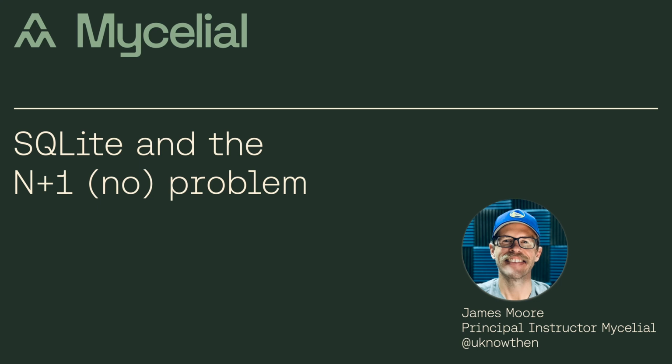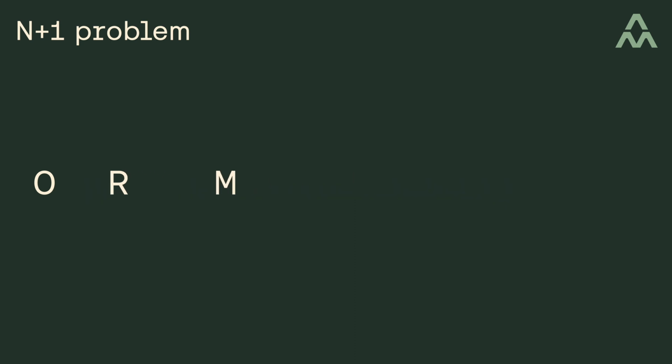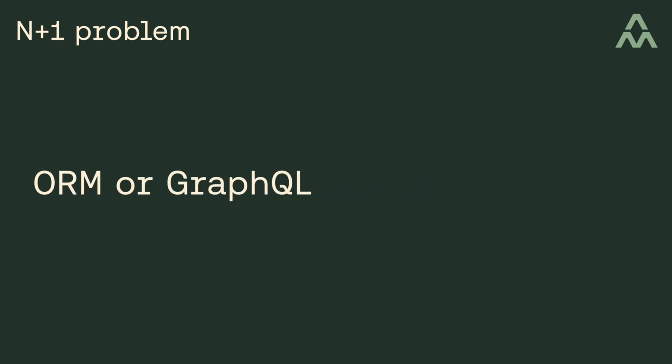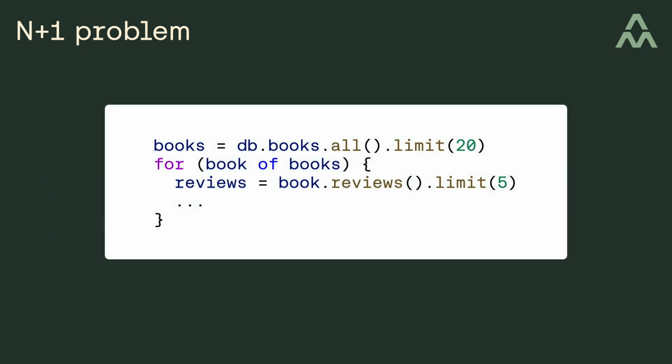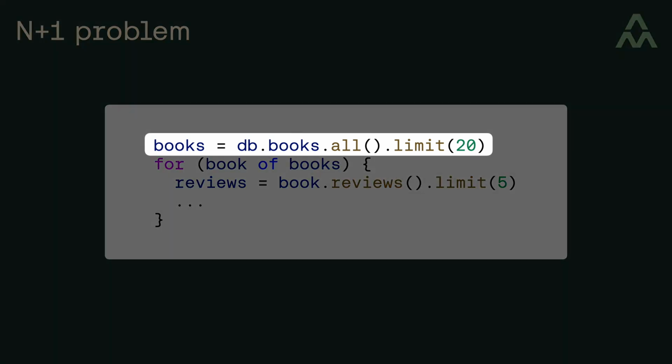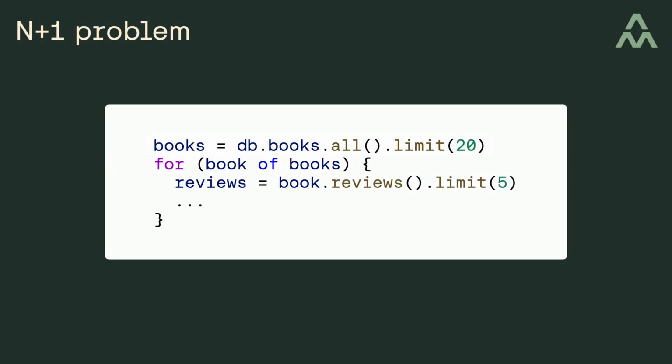The N+1 problem usually happens when using tools such as object relational mapping libraries or GraphQL with client-server-based databases. For example, consider the following snippet that uses an ORM to query some books and their corresponding book reviews. Basically, in this snippet, we're querying the books on this line, then we're iterating through the books and querying each book's reviews here. So, do you see any problems with this snippet?